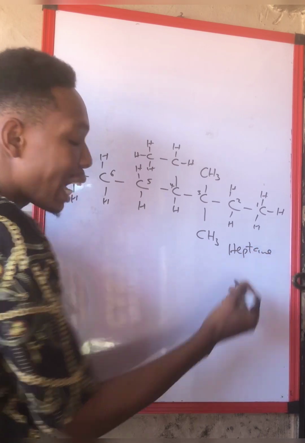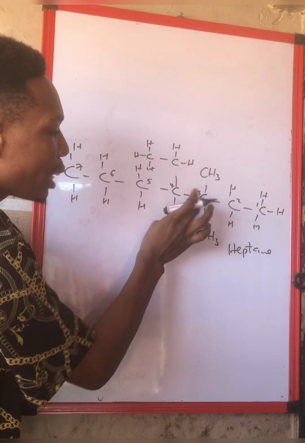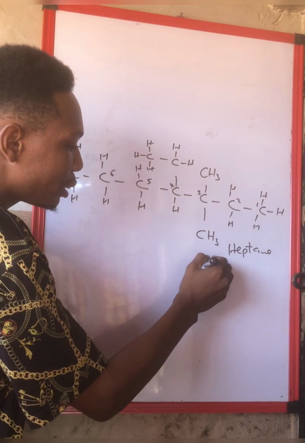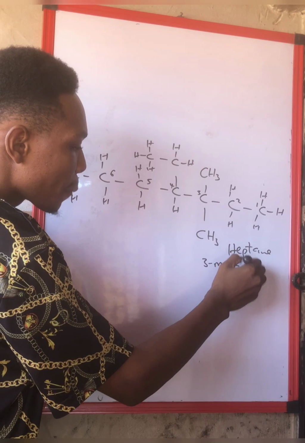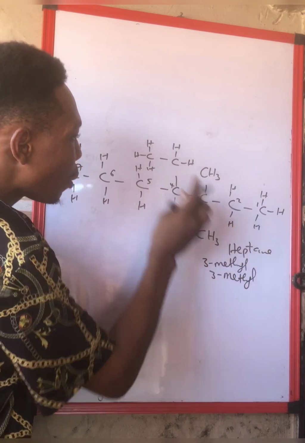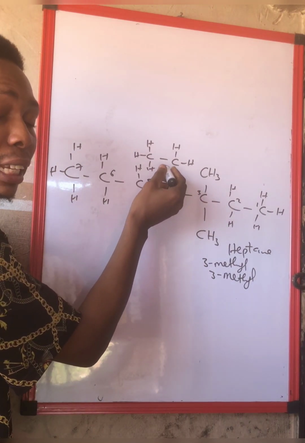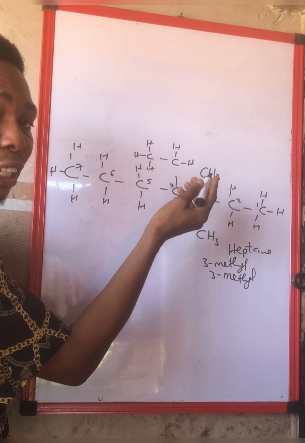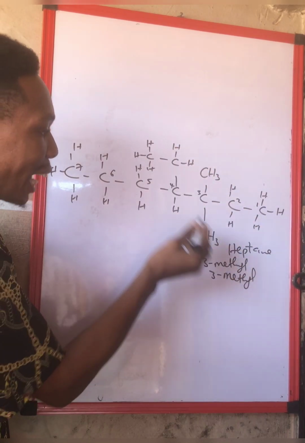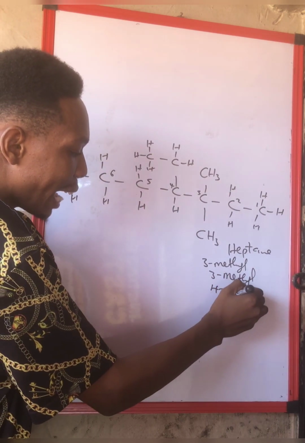Heptane. It is the alkane family. And not just that, this methyl is found in carbon 3. This other methyl is also found in what? Carbon 3. So I have 3-methyl. I also have another 3-methyl. Then why this other one? This is 2 carbon. 2 carbon is called ethane. If ethane lost one hydrogen, it becomes what? Ethyl. So this one is known as what? Ethyl, and it's found in carbon 4, which is 4-ethyl.